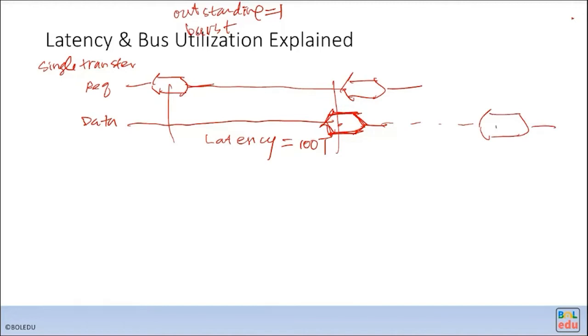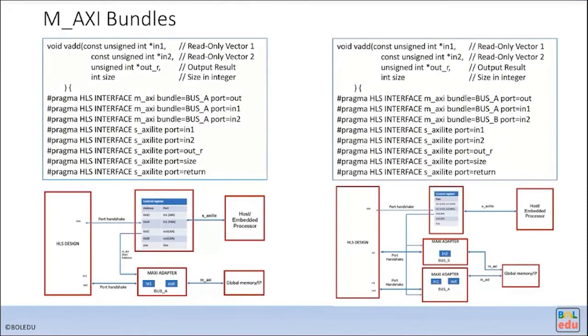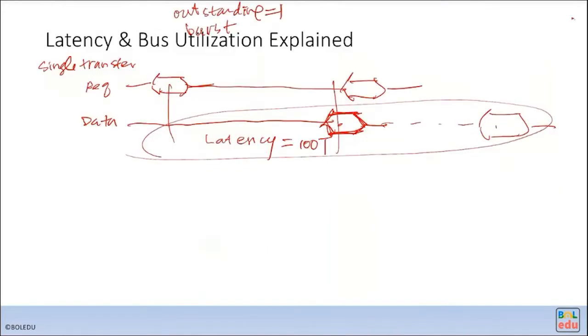In that case, you will see the DRAM bus utilization will be very low, right? That's a utilization of maybe only 1%. Your latency is 100 cycles and you only transfer one cycle of data. So the DRAM bus utilization is low.